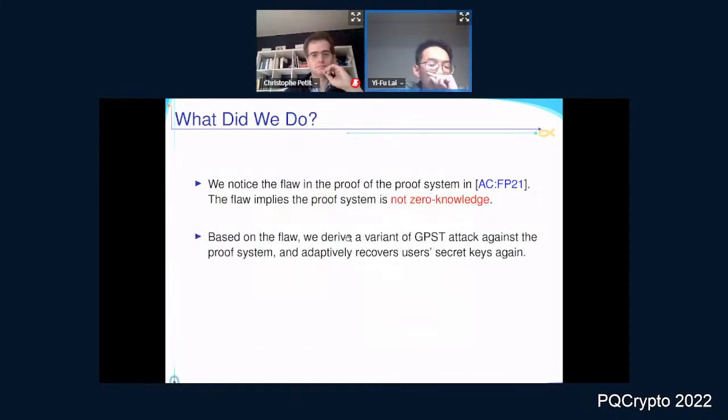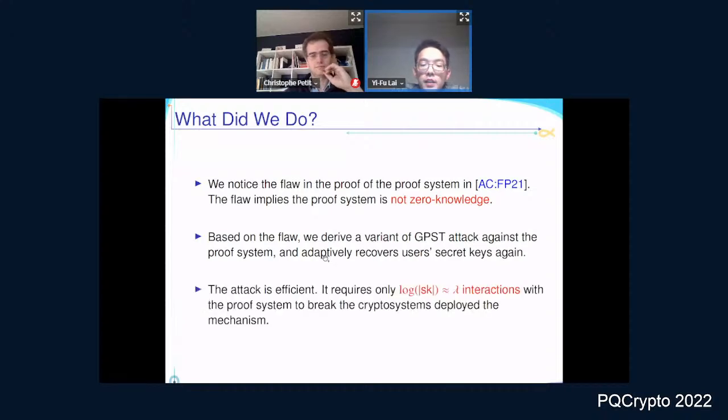So in this work, we notice a flaw in the proof of the proof system in their work. And this flaw implies that the proof system is not zero knowledge. And based on this flaw, we derive a concrete attack to extract the user's secret key again. The attack is efficient. It only requires lambda times interaction with the proof system to break the cryptosystem using this mechanism.